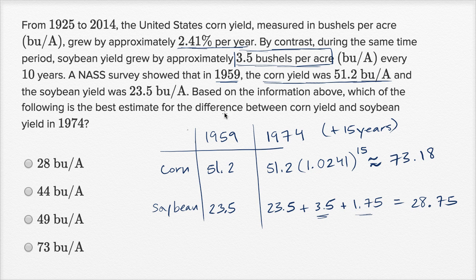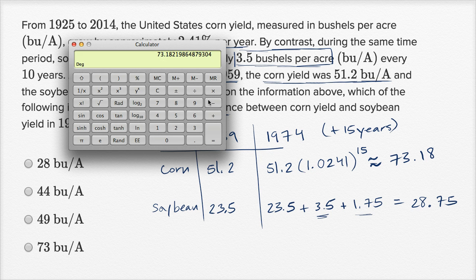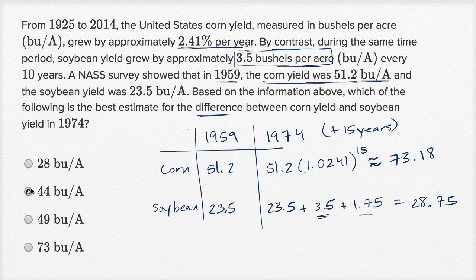So this is approximately 73.18. Now what they want is the best estimate for the difference between the corn yield and the soybean yield. So the difference, 73.18 minus 28.75, and they have a couple of choices that are kind of close. So let me just make sure I do the math right. I could do this on paper, but we have our calculator, so I'll just use that. Minus 28.75 to calculate the difference gets us to about 44.4, and if we're going to round to the nearest whole, it would be 44. So it's this choice, that choice, right over there.